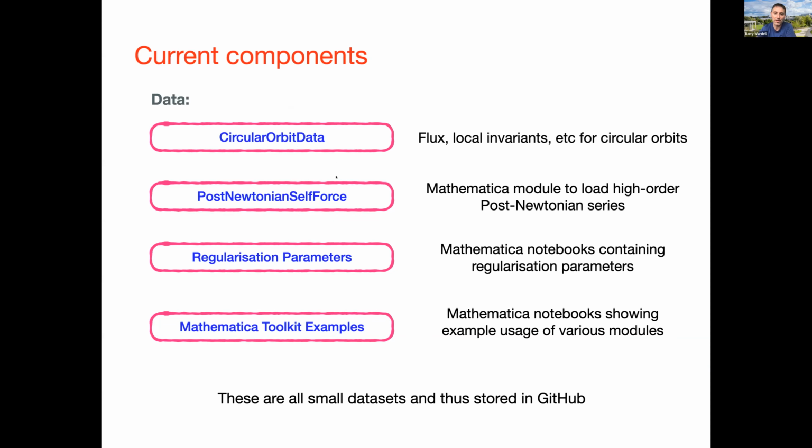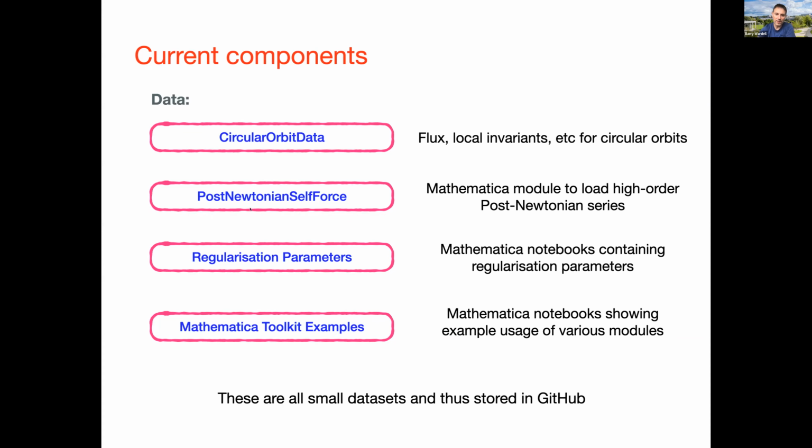There are post-Newtonian series collected together. There are these regularization parameters that I talked about as well that are useful in self-force calculations. And there are also a number of examples on how to actually use the toolkit to do interesting calculations. So far, many of these data sets are small enough that we're actually storing them directly in repositories on GitHub, although that may change if they get too big.